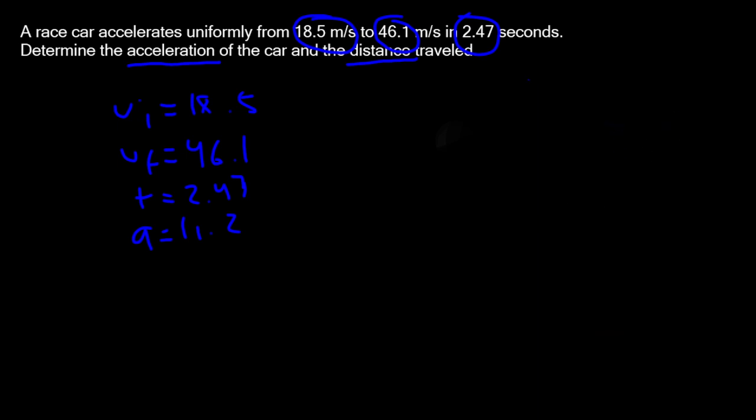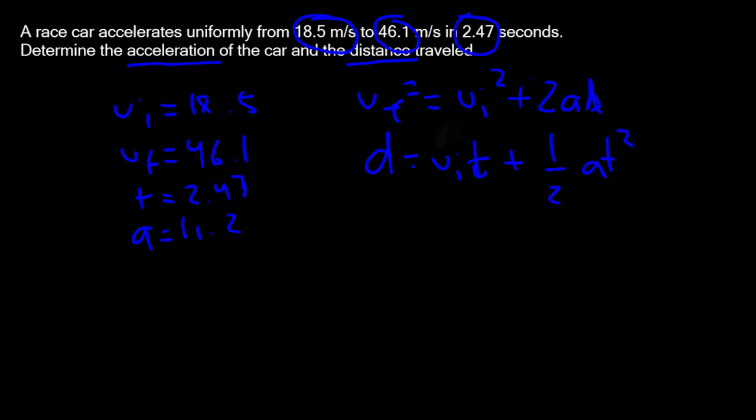It's asking for distance now, so we can actually use any of the equations we want. We could use VF squared is equal to VI squared plus 2AD, or S, remember, in the last video I stated that it could be D or S. Or D is equal to VIT plus 1/2 AT squared. Just for the sake that VI doesn't cancel in this question, so it'll take a little bit longer, let's use the equation above.